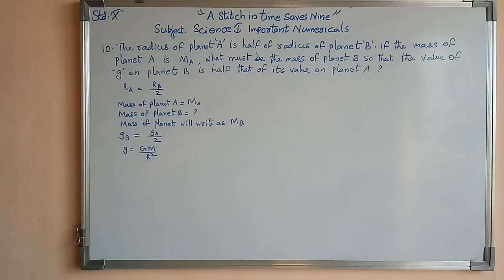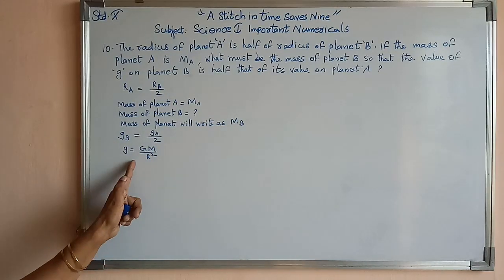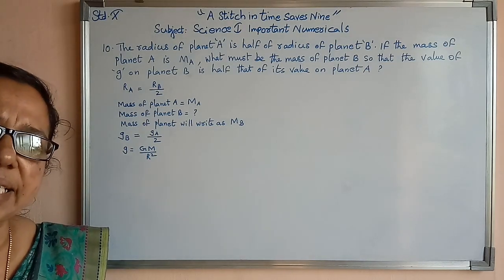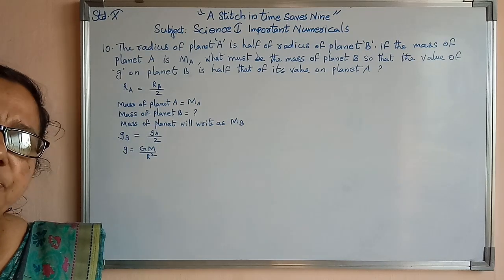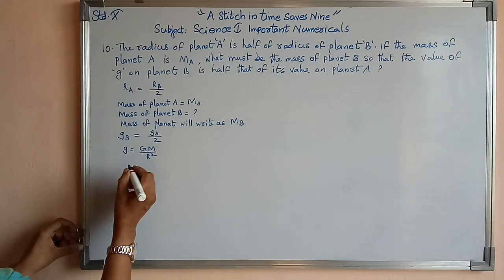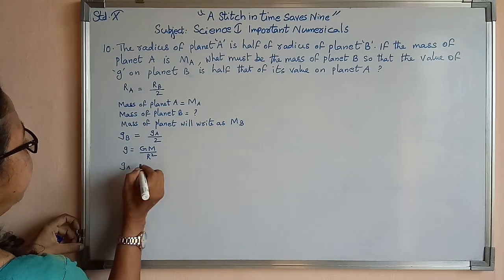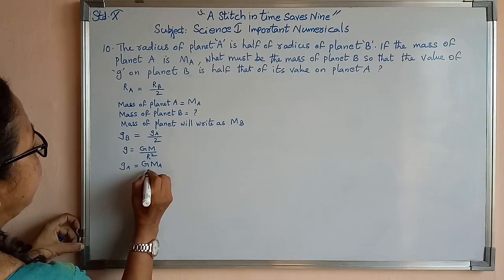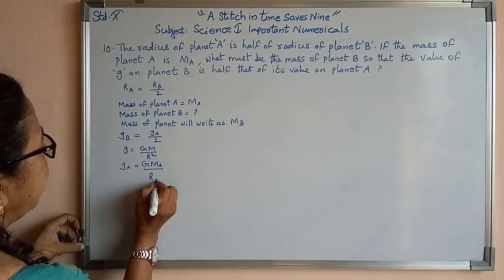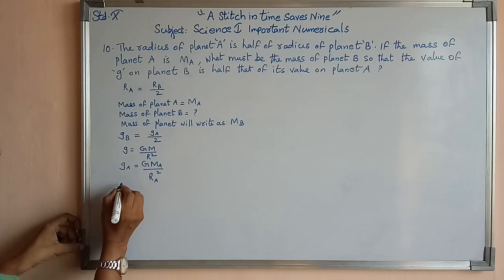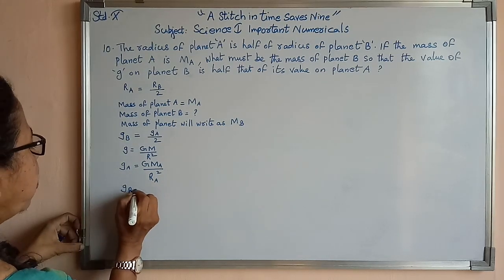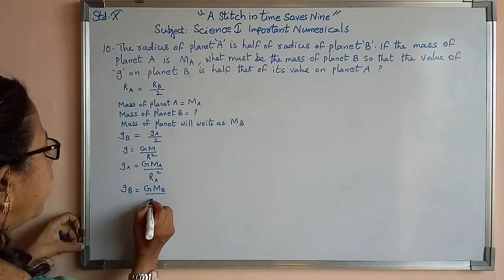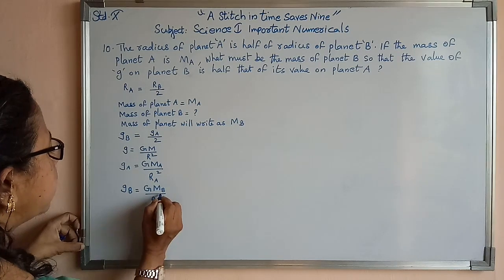capital R square. With the help of this formula we will compare the gravitational force exerted on planet A with planet B. So here Ga is equal to capital G capital Ma upon capital RA square. Gb, the gravitational force on B, is equal to G Mb upon capital RB square.